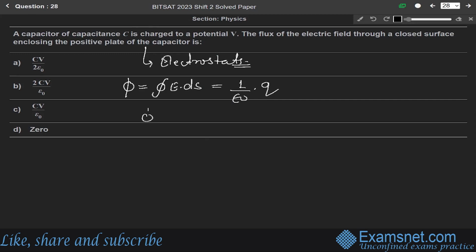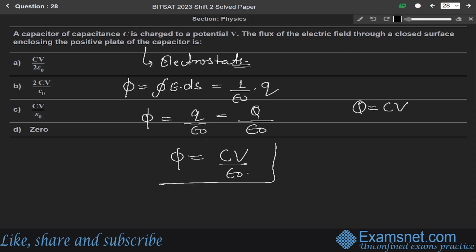So here we write flux phi is equal to Q over epsilon naught. So charge is, let us say, capital Q, over epsilon naught. And we know that for a capacitor, Q is equal to C into V. So phi is equal to CV over epsilon naught. Means option C is the correct answer.